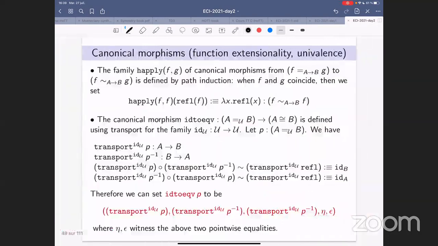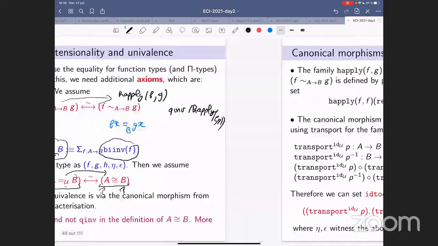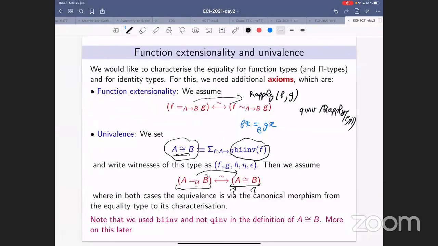Okay, so now let's be more specific on how to define these canonical morphisms that go from the equality type to its claimed characterization. So I want to define both this H apply and this guy, I give it a name, I call it id to xv. Well, it's in the HoTT book, id to xv. I tried to use exactly the same symbols as the HoTT book. Okay, so my next goal is to define H apply and to define id to xv.